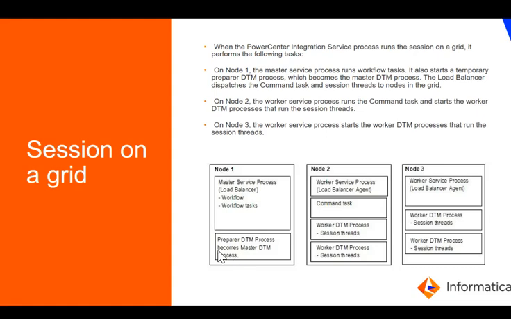So here the preparer DTM came up. It told the load balancer there are these many session partitions that need to be executed, and then it dispatched those to the other Integration Service processes, the worker processes within this grid. Each of those worker DTM processes is forked by the worker Integration Service processes, or even the master Integration Service process can also have a worker DTM process, and then they all together perform the session task.